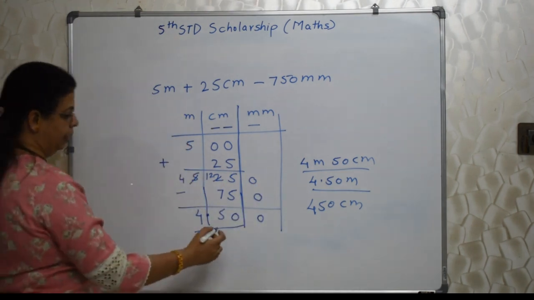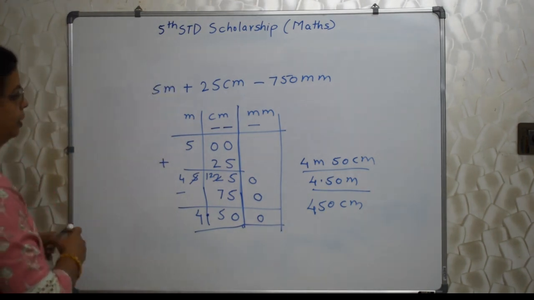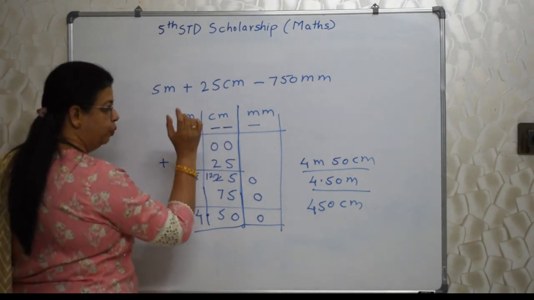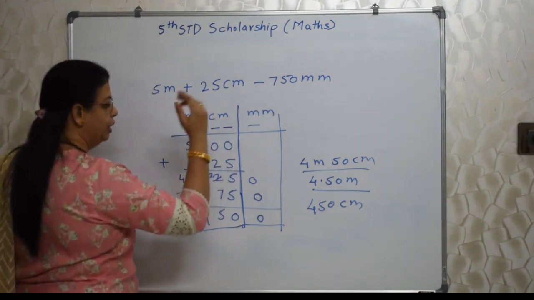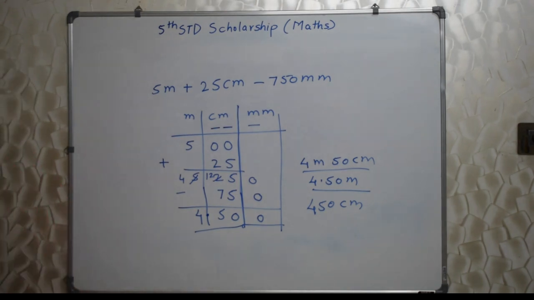So it becomes easy if you write like this. Till your concepts are clear, I suggest you write like this. So you will know how many places we need to give for centimeter, millimeter and so on. Okay, let's go ahead. Next sum will appear on your screen.